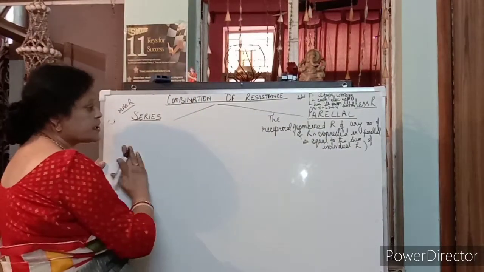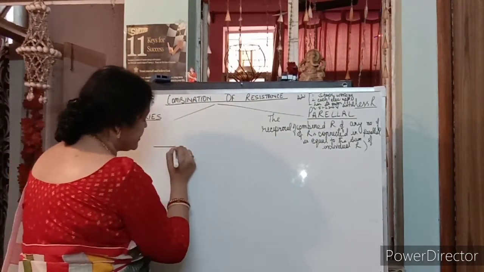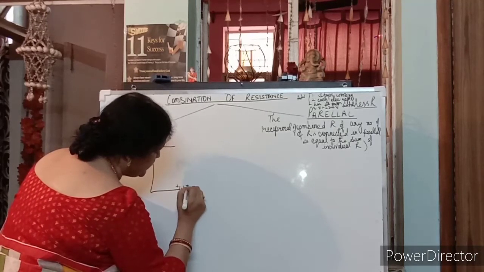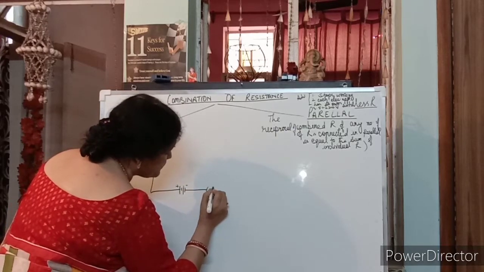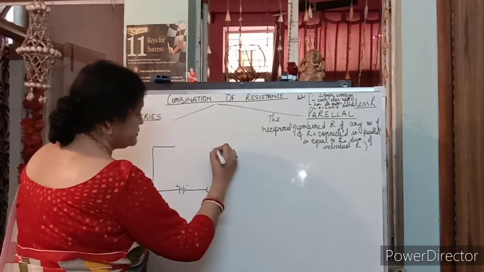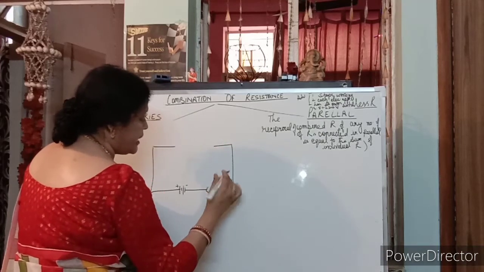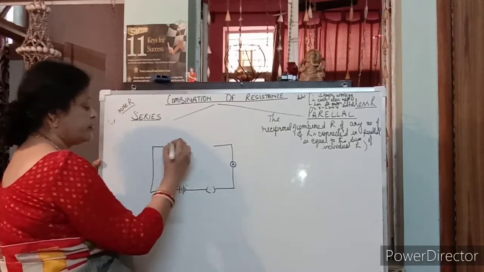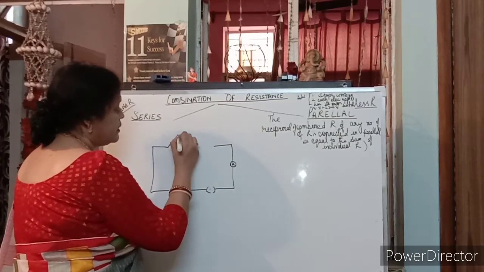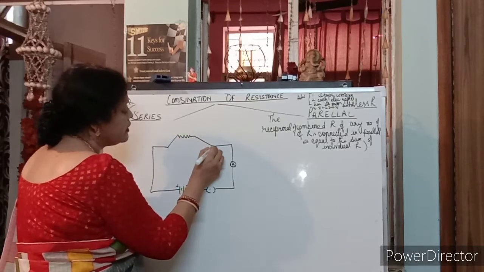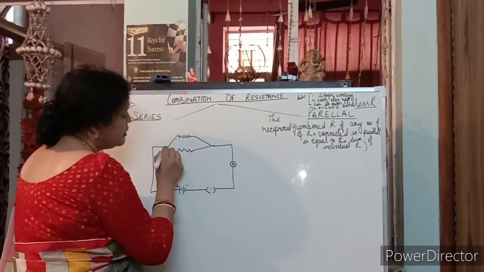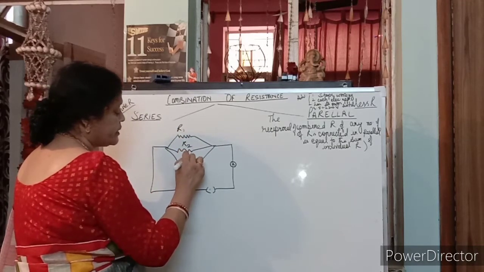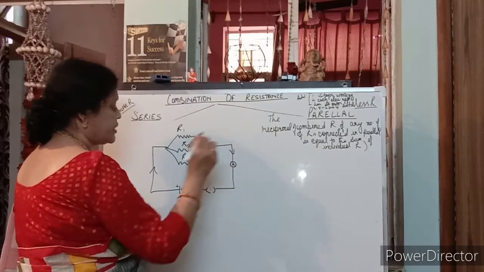How it happens? Suppose if parallelly I am connecting, this is a circuit diagram. This is battery, positive, negative, switch, and this ammeter to measure the current. Now, I have taken 3 resistors, R1, R2, R3. Right? This is the current flow.